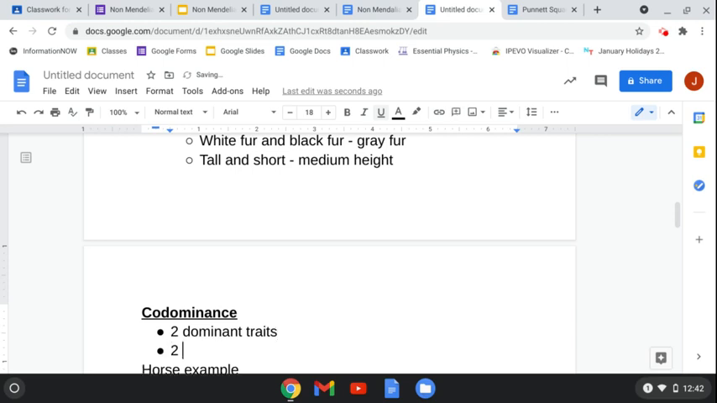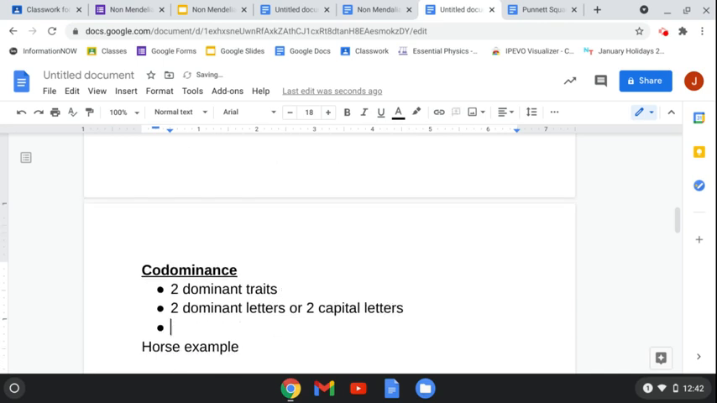Because you have two dominant traits, we're going to use two dominant letters. So we're going to have two capital letters. This is because in codominance, both traits are expressed, which means they're both going to be visible. And I'll talk about an example so you understand that.